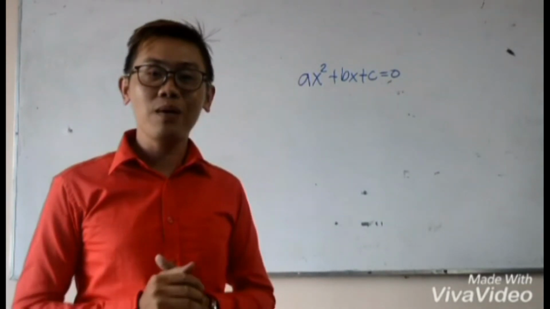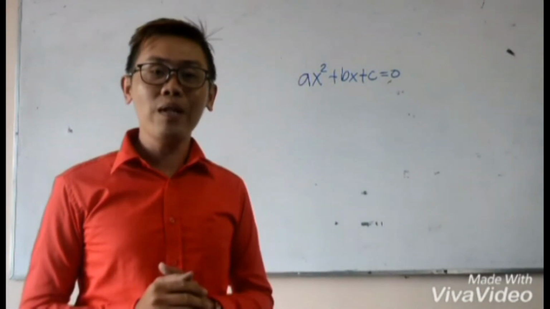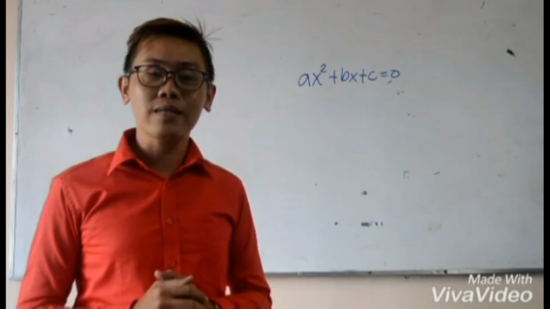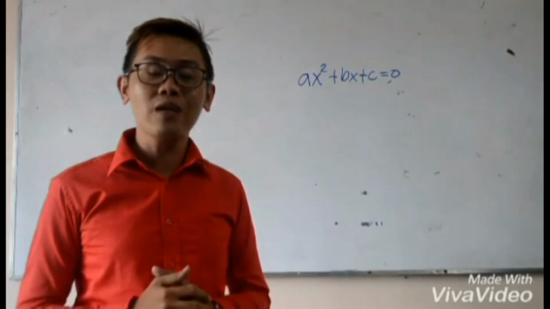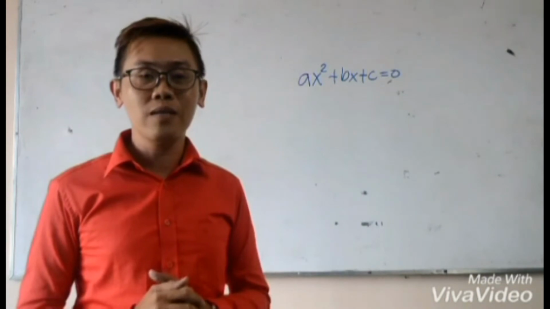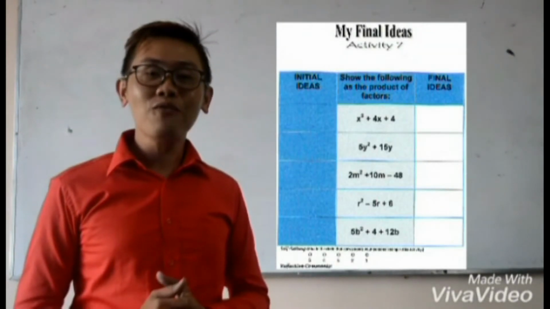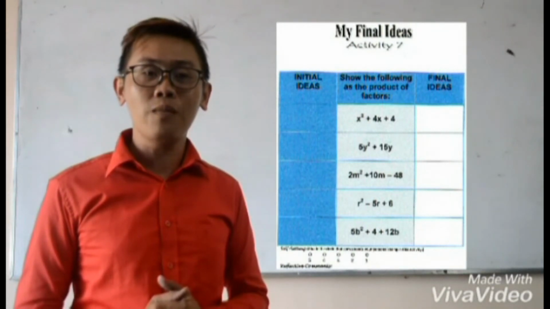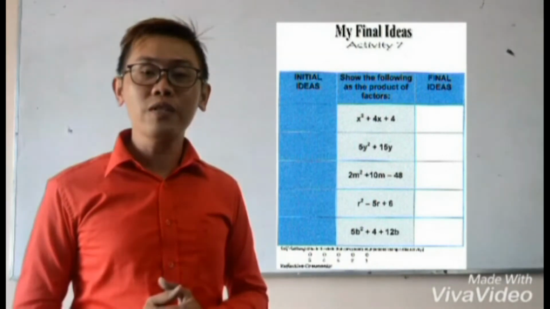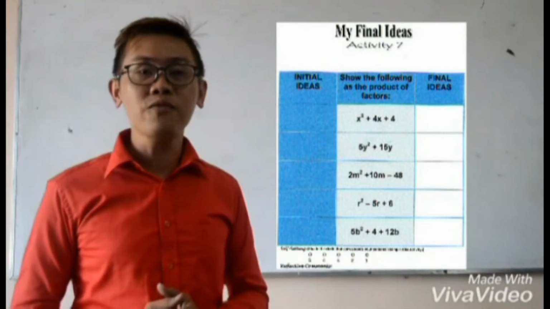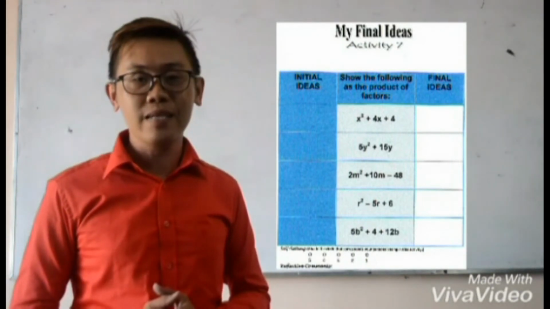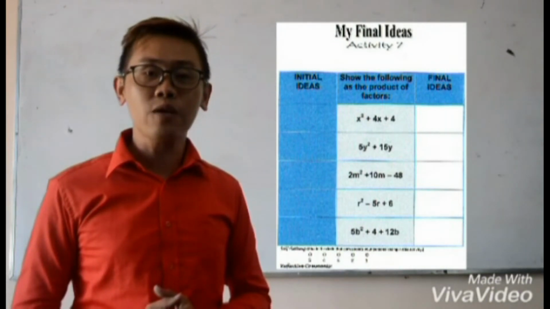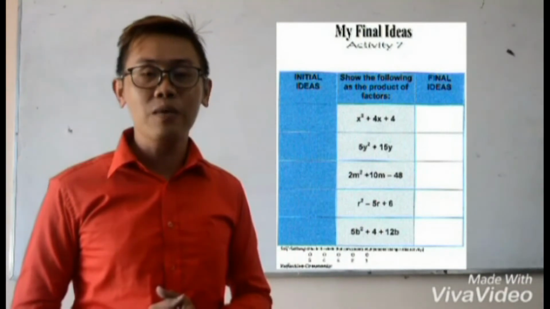Since you have already solved the problems you encountered in the activity, we will now have our activity number 7, which is Final Ideas. This will assess your understanding on performing factoring in solving quadratic equations. Direction: we are going to factor the given quadratic equation in the second column and write your answer in the third column on final ideas. After solving the problem, you are going to rate yourself from 1 to 5, 1 is the lowest and 5 is the highest. And you have your reflective comments. Write there the difficulties that you have encountered in solving quadratic equations using the factoring method.